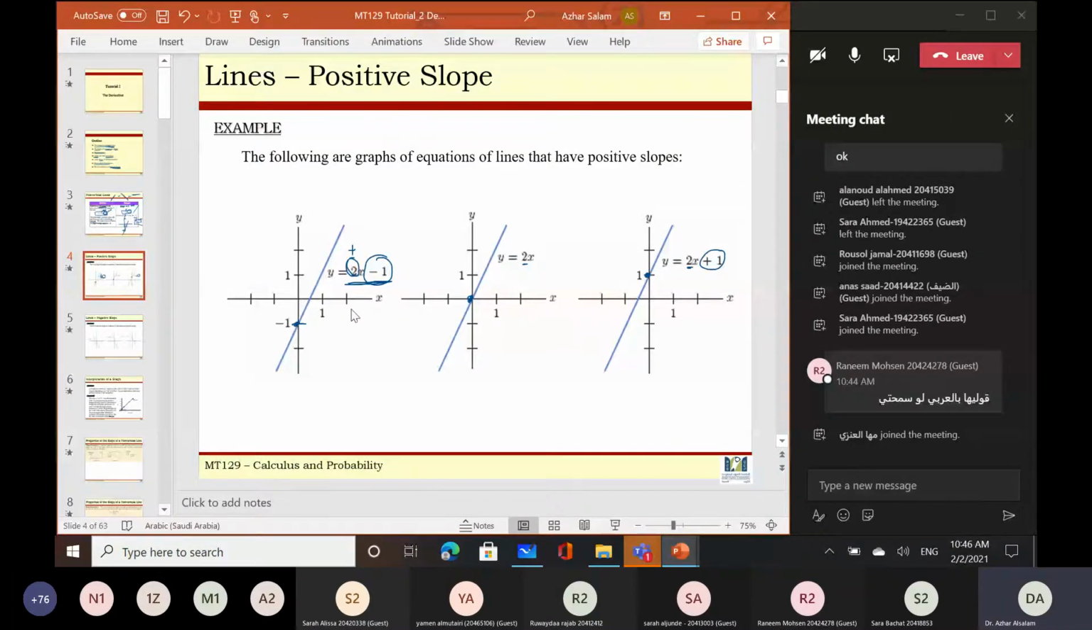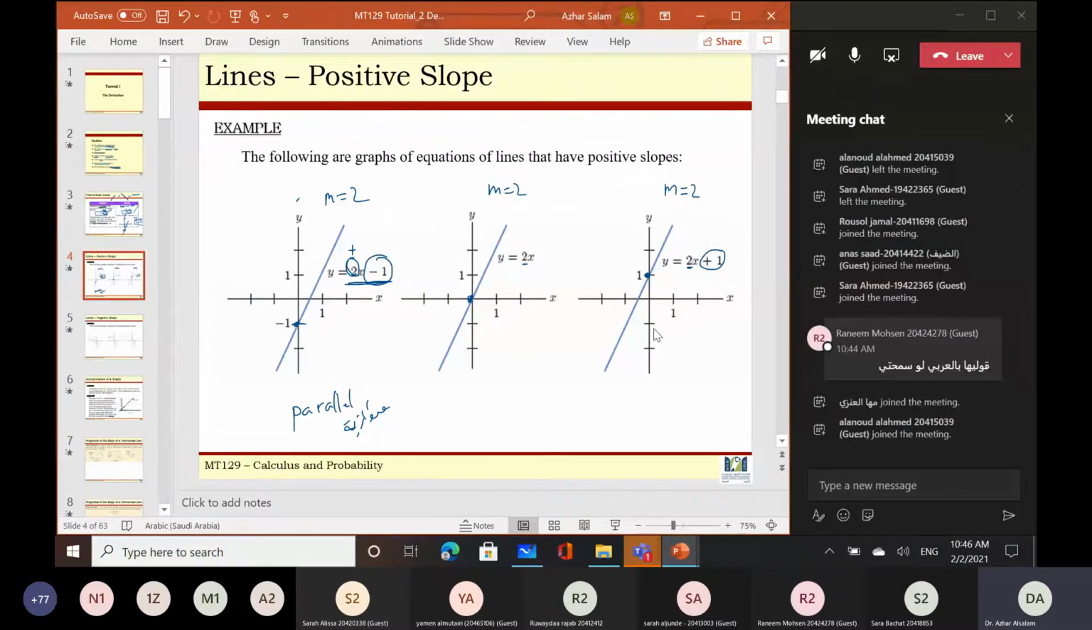Notice here that all these lines have the same slope. Here m equals 2, m equals 2, and here m equals 2. The same slopes mean that all lines will be parallel. Parallel معناتها متوازية. لما تكون عندي الميول متساوية معناتها أن الخطوط تكون متوازية. We'll discuss this property in detail later.